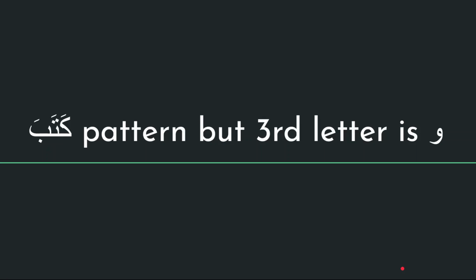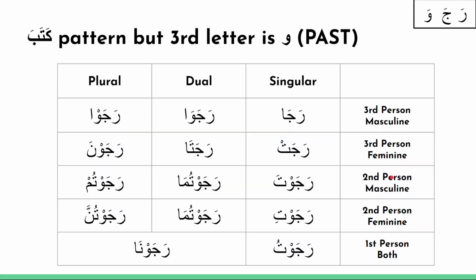So we'll start with the kataba pattern where the third letter is a waw. For our example, we'll take the verb raja, which comes from rajawa. So raja means to hope. Raja is he hoped. Rajawa is those two, they hoped. Notice how sometimes this final waw is dropped, but other times it comes back. So raja, we don't see the waw, but rajawa, it comes back.